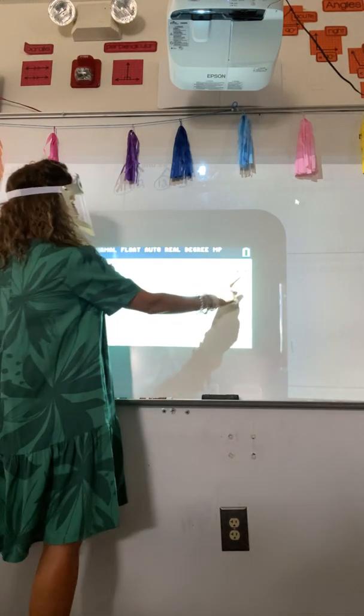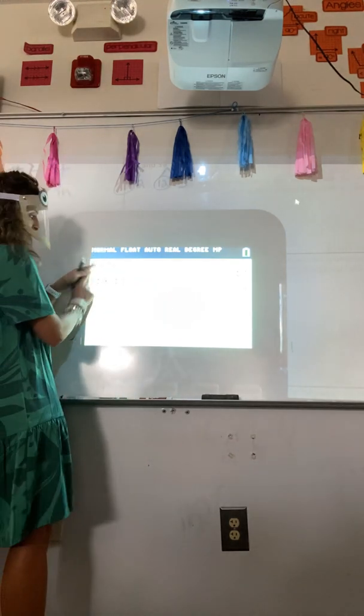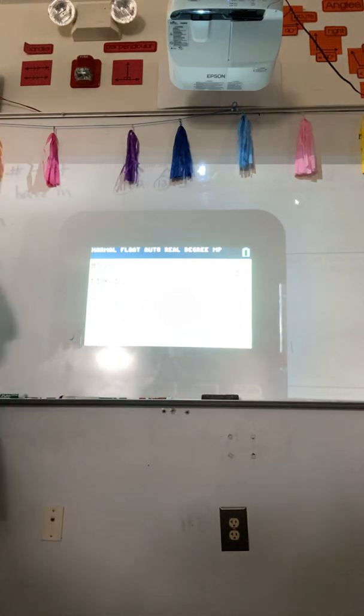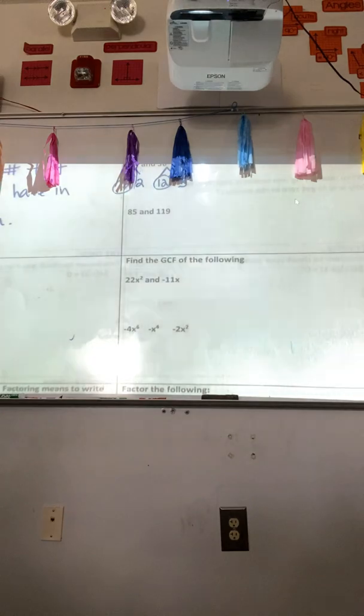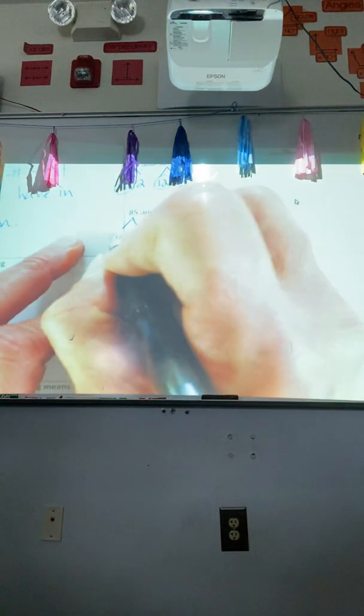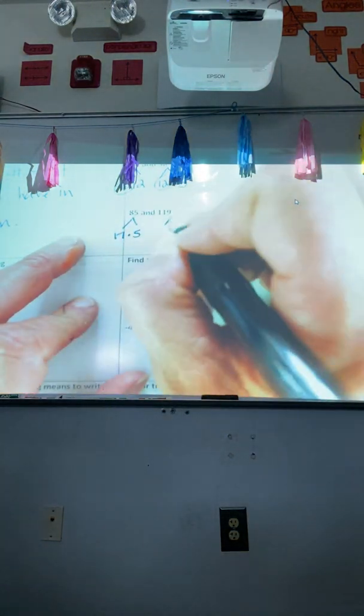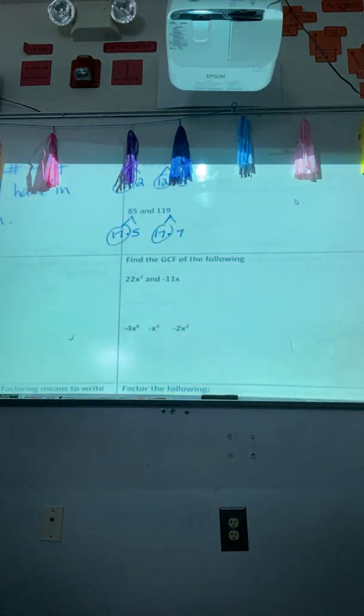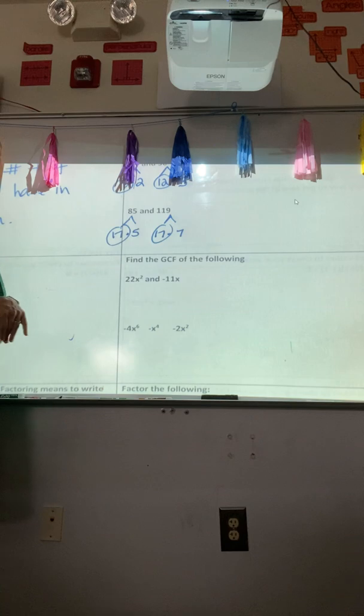So this tells me that 5 times 17 is 85. And 17 times 7 is 119. So they both have 17 in common. So if I look back here, this is 17 times 5. This is 17 times 7. So they both have a 17 in common. Are y'all good with that? That's what you're going to be looking for.